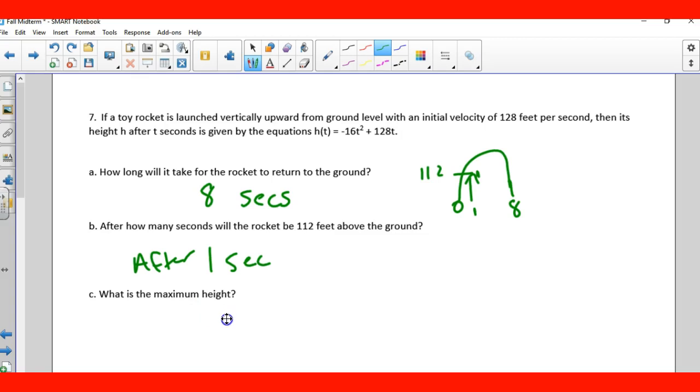And then right here, what is the maximum height? The maximum height, just find the maximum, guys. All right, and that's 256. That's 256.